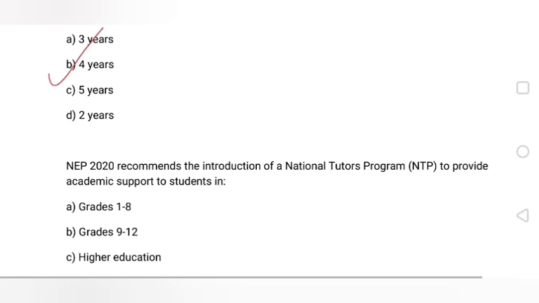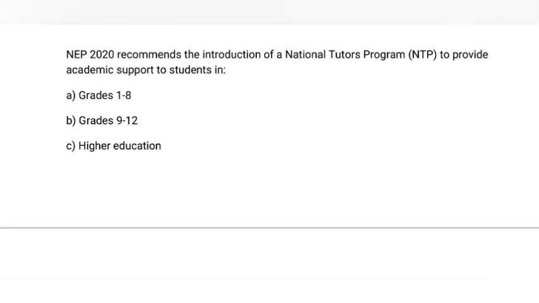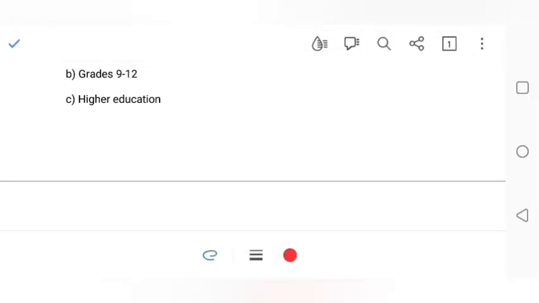B. NEP 2020 recommends the introduction of the National Tutors Program, in brief NTP, to provide academic support to students in grades 1 to 8, 9 to 12, higher education, or all grades? It will be from grades 1 to 8. A will be correct.